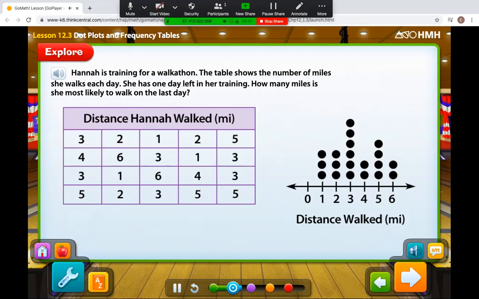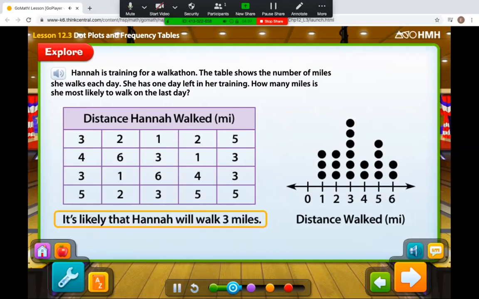The number of miles Hannah walked most often is the value with the tallest stack of dots. Which value has the tallest stack? As you can see here, based on the number of dots you have, it's number 3. The value 3 has the tallest stack, so it's likely that Hannah will walk 3 miles on her last day of training. So let's recall what we're seeing in front of us now.